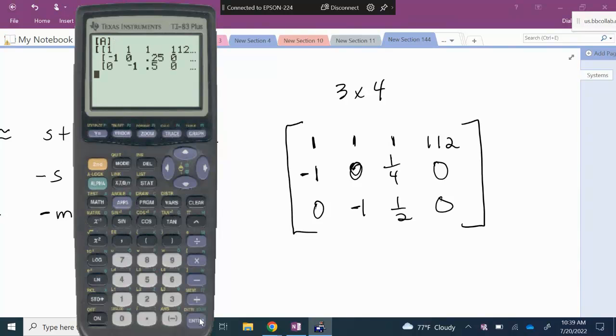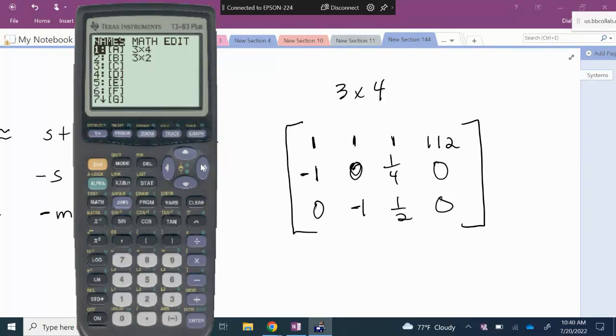See, 1, 1, 1, 12, negative 1, 0, 0.250, 0, negative 1.50. Okay, so I have the correct elements in. So now I'm going to calculate the solution. First off, I'm at the home screen. I'm going to go back into matrix.